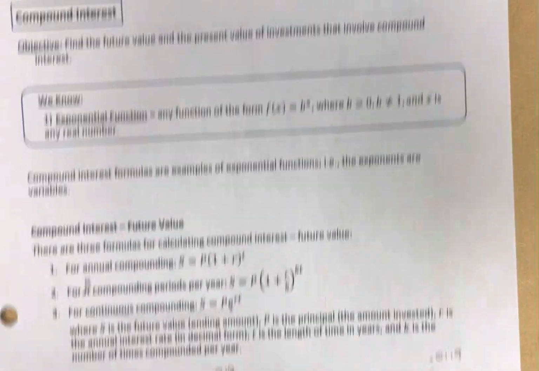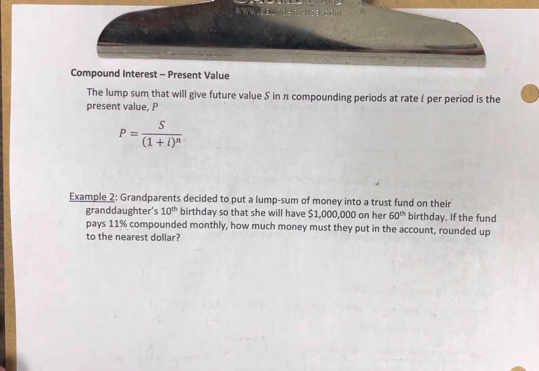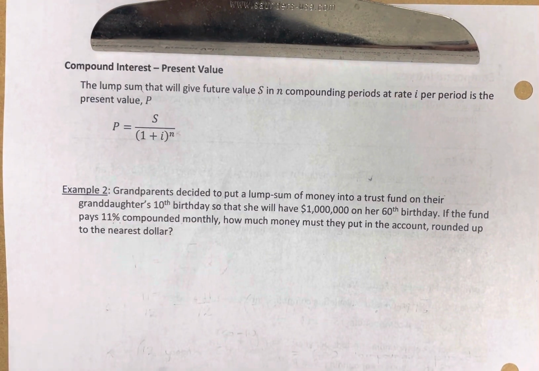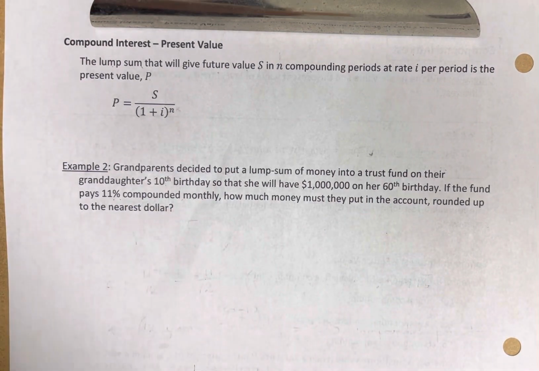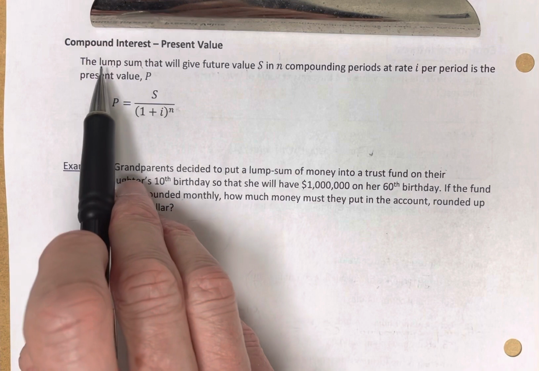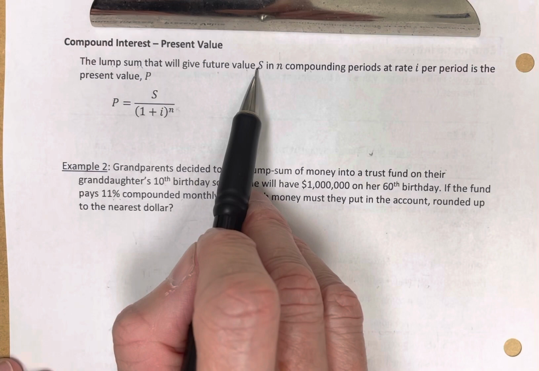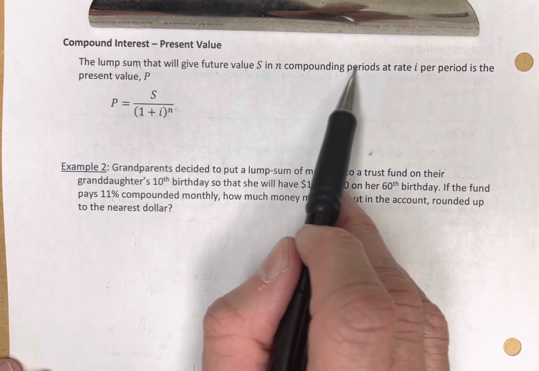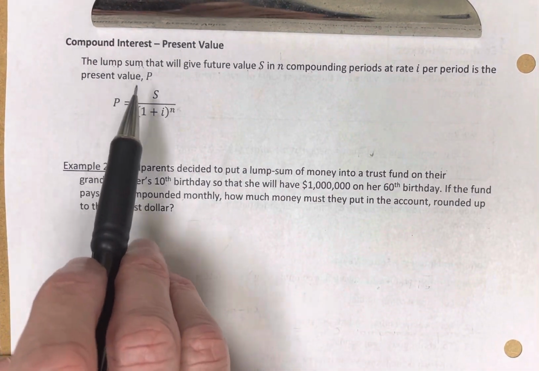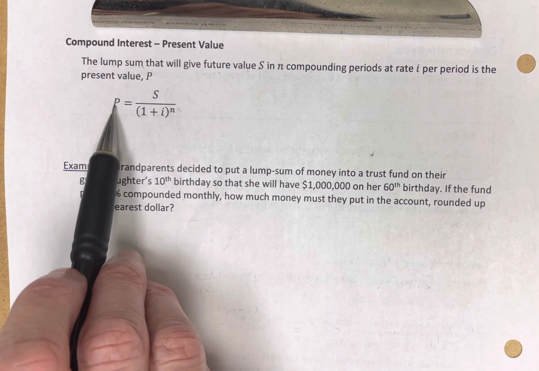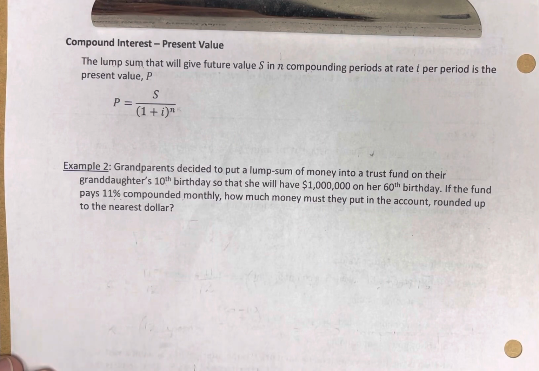Now let's look at present value. How much money do I need to deposit today to have an amount of money in the future? That's what present value is. Okay, what is the lump sum that will give me a future value given n compounding periods at a rate i per period? Okay, that's the present value. How much do I need to put away today to have a known amount in the future?